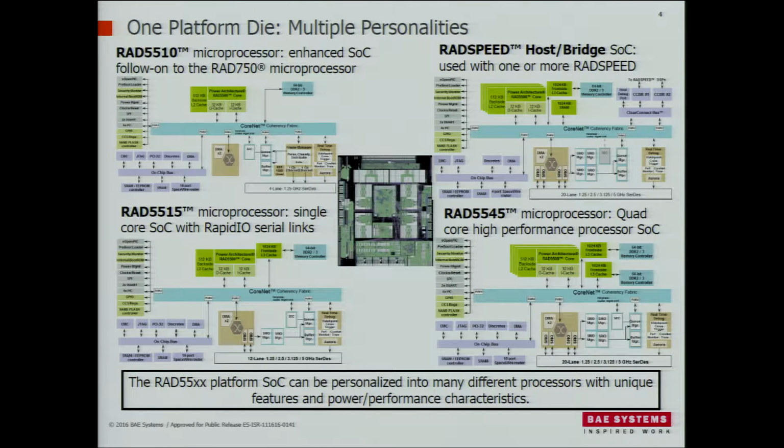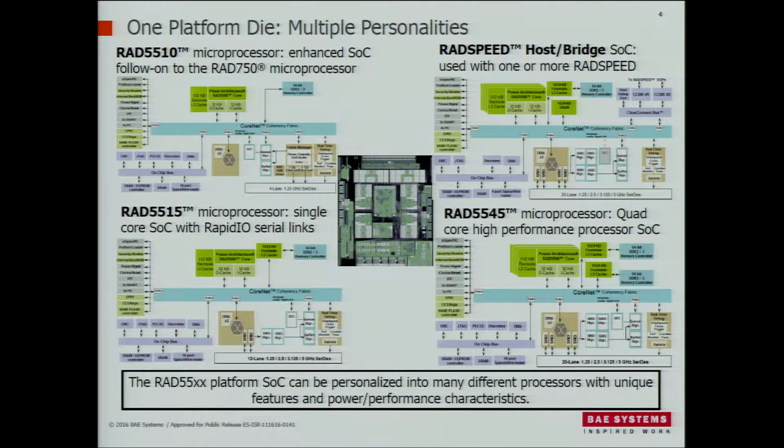So one thing I want to clarify now is some of the terminology. Apple always sticks a little I at the beginning of the name of all their products. BAE Systems seems to like sticking RAD in the front of anything that's space electronics here. So RAD55xx is for this family of products, and the XX is a wild card. And in the middle, there's a graphic of the RAD55xx die. So there's a single die that comes off the fab.